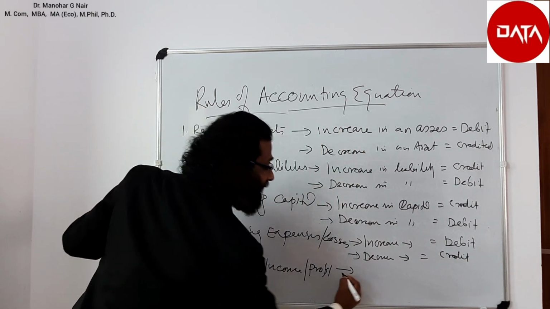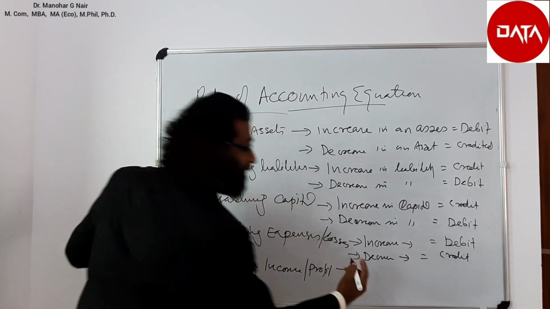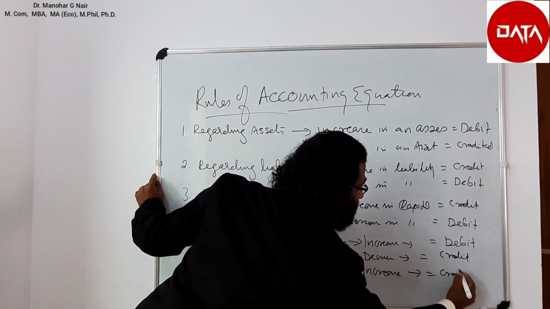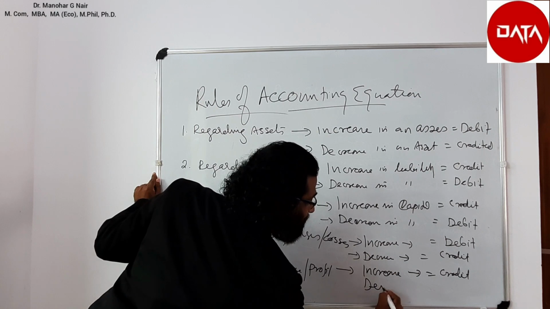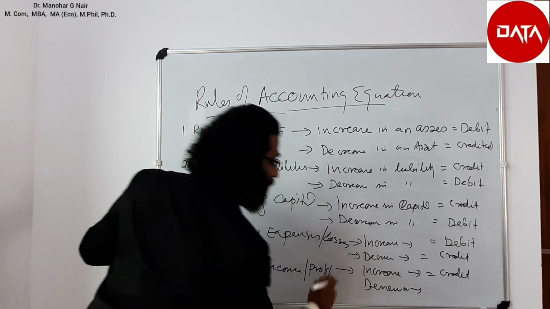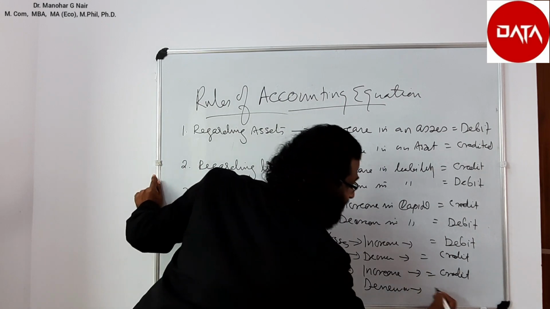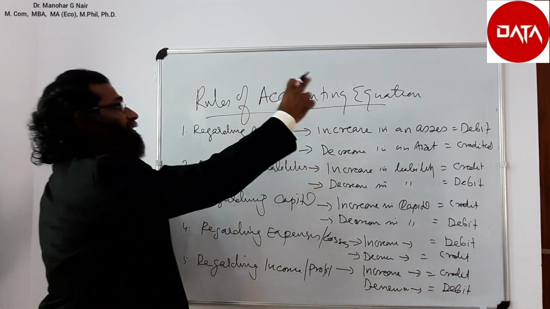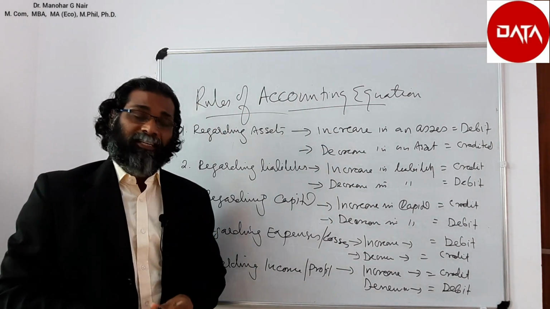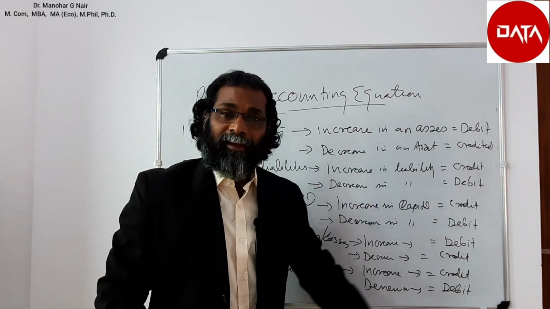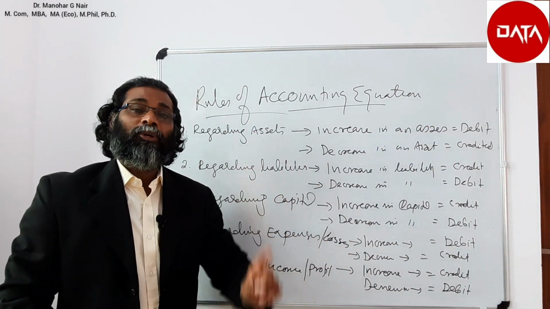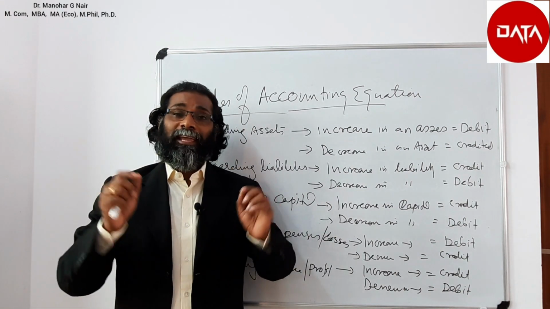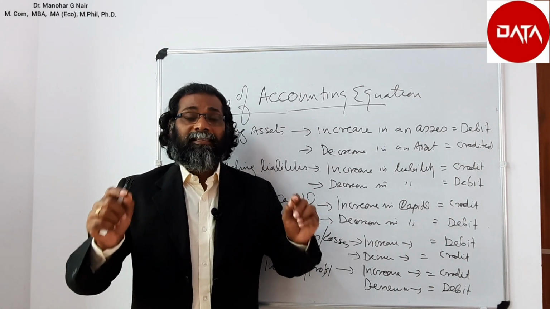Similarly, an increase in income or profit, credit. And a decrease in income or profit, that is to be debited. These are the basic rules regarding the accounting equation. These debits and credits will make an impact on asset is equal to equities, our accounting equation. Based on this accounting equation, the double entry rule has been set up.